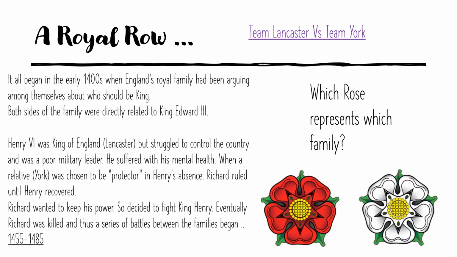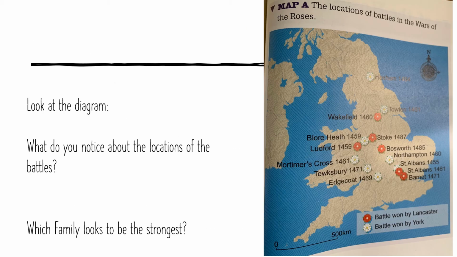Hopefully you got this right. So the Lancasters chose the red rose and the Yorks were the white rose. And if you have a look at this map, this shows the locations of all these different battles during the wars. So the red obviously is the battles won by Lancaster, and the white's the battles won by York.